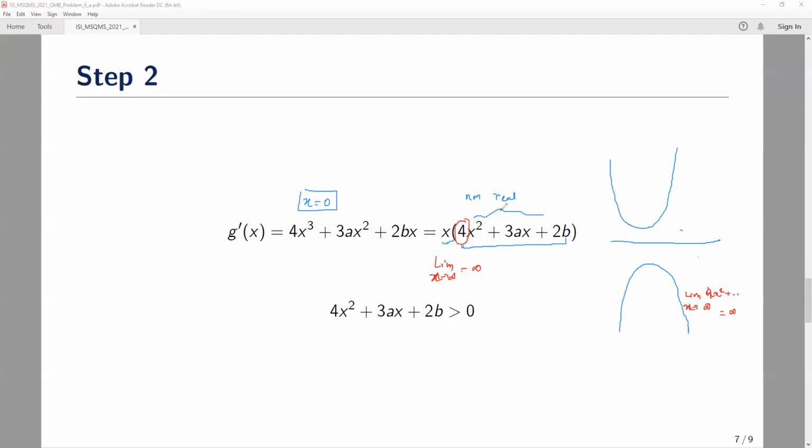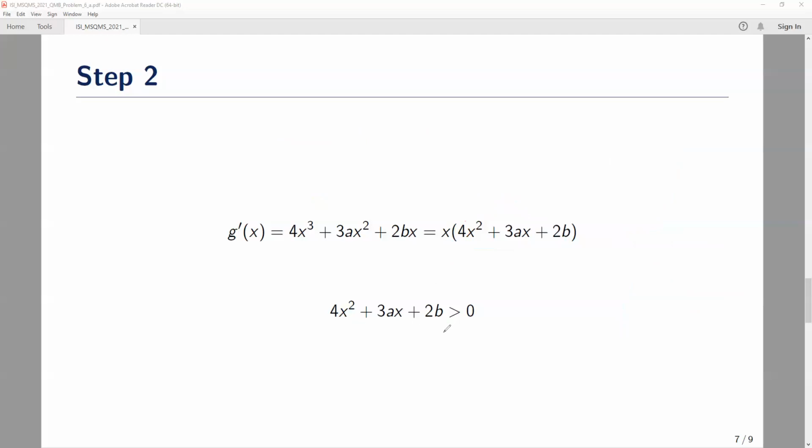So if and only if, right? The idea is that ax square plus bx plus c being entirely greater than 0 implies that a must be greater than 0. That's really interesting. Great. So we got that this 4x squared plus 3ax plus 2b is actually greater than 0.